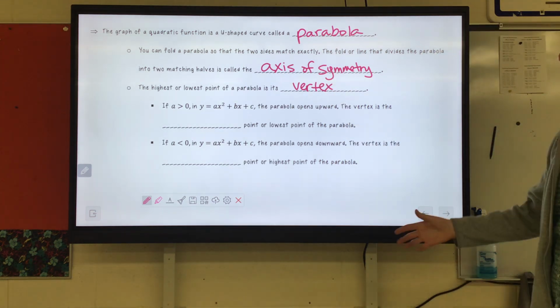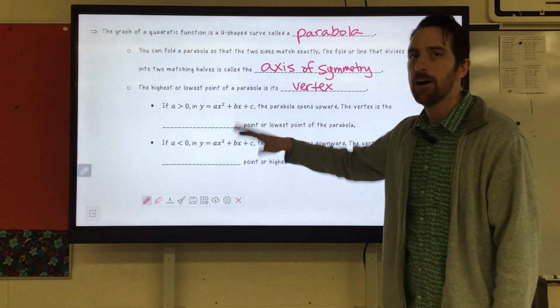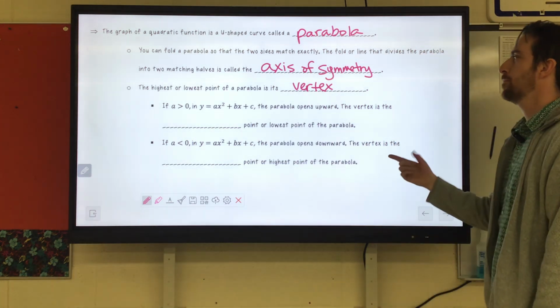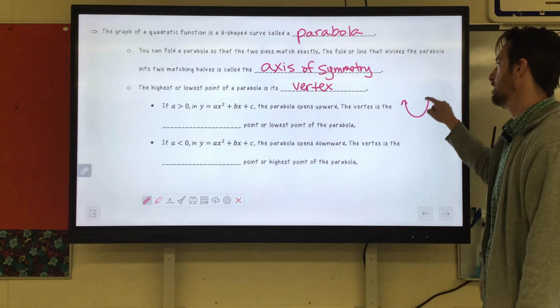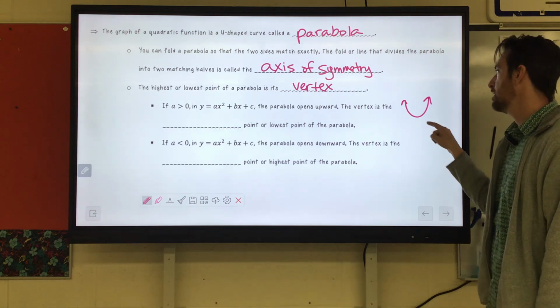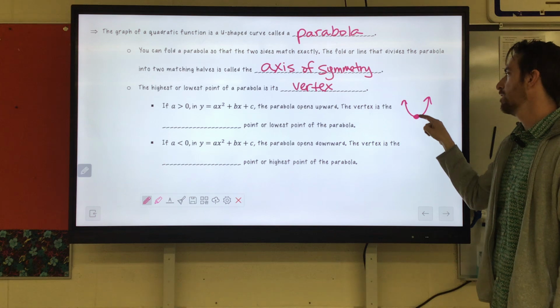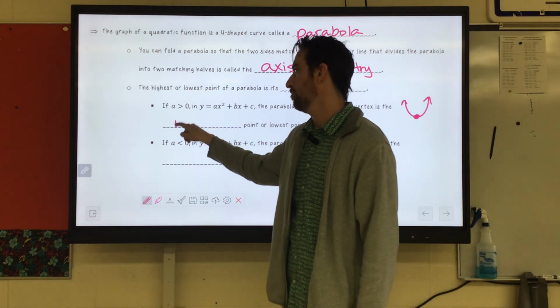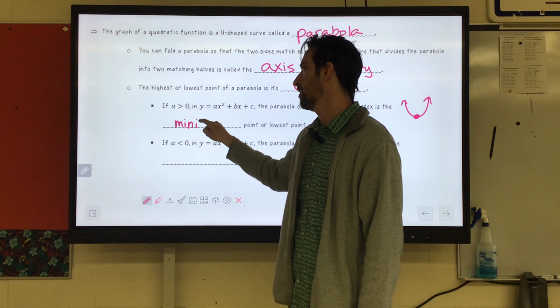If a is greater than 0, aka if a is positive, if you have a positive number in front of the x squared, the parabola opens upward like this. The vertex is at the lowest point, and they call that lowest point the minimum point. Minimum.